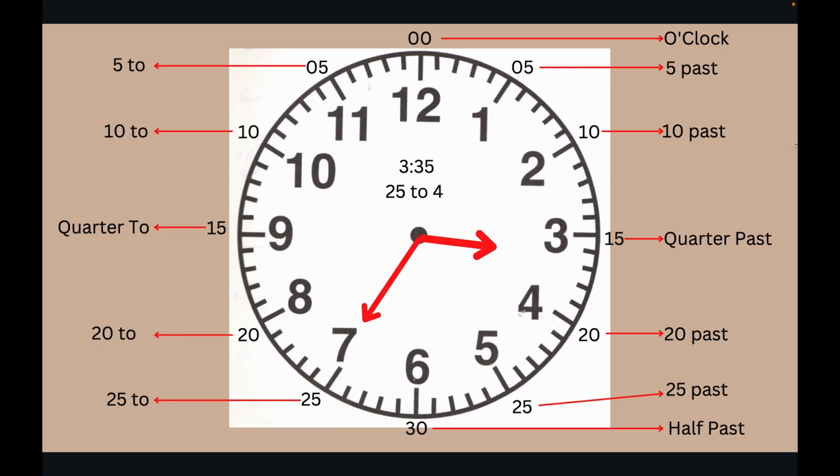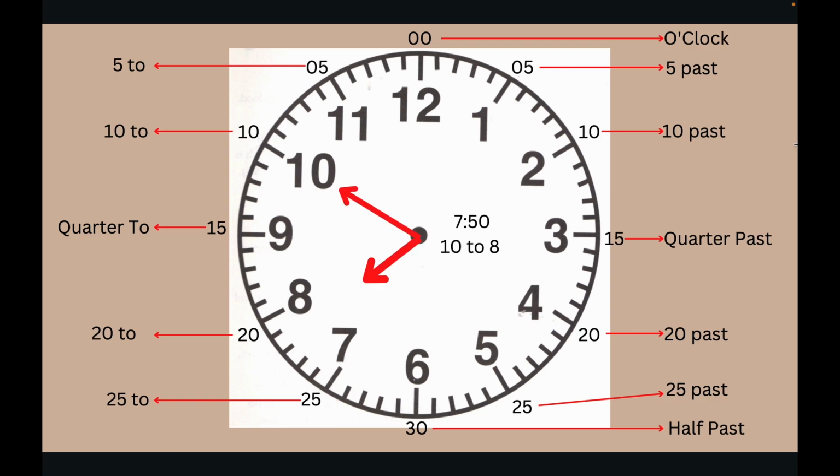Now, this is where it gets complicated because we count backwards and to the next hour. So here, the big hand is pointing to the 7 or the 25, and the little hand is pointing between the 3 and the 4. So here in America, you would say 3:35. But in the UK, we are counting to the next hour, so it is 25 to 4, meaning it's 25 minutes to 4 o'clock. So on the right hand side, it's past the hour that has just gone, and on the left hand side, it's to the hour that is coming up.